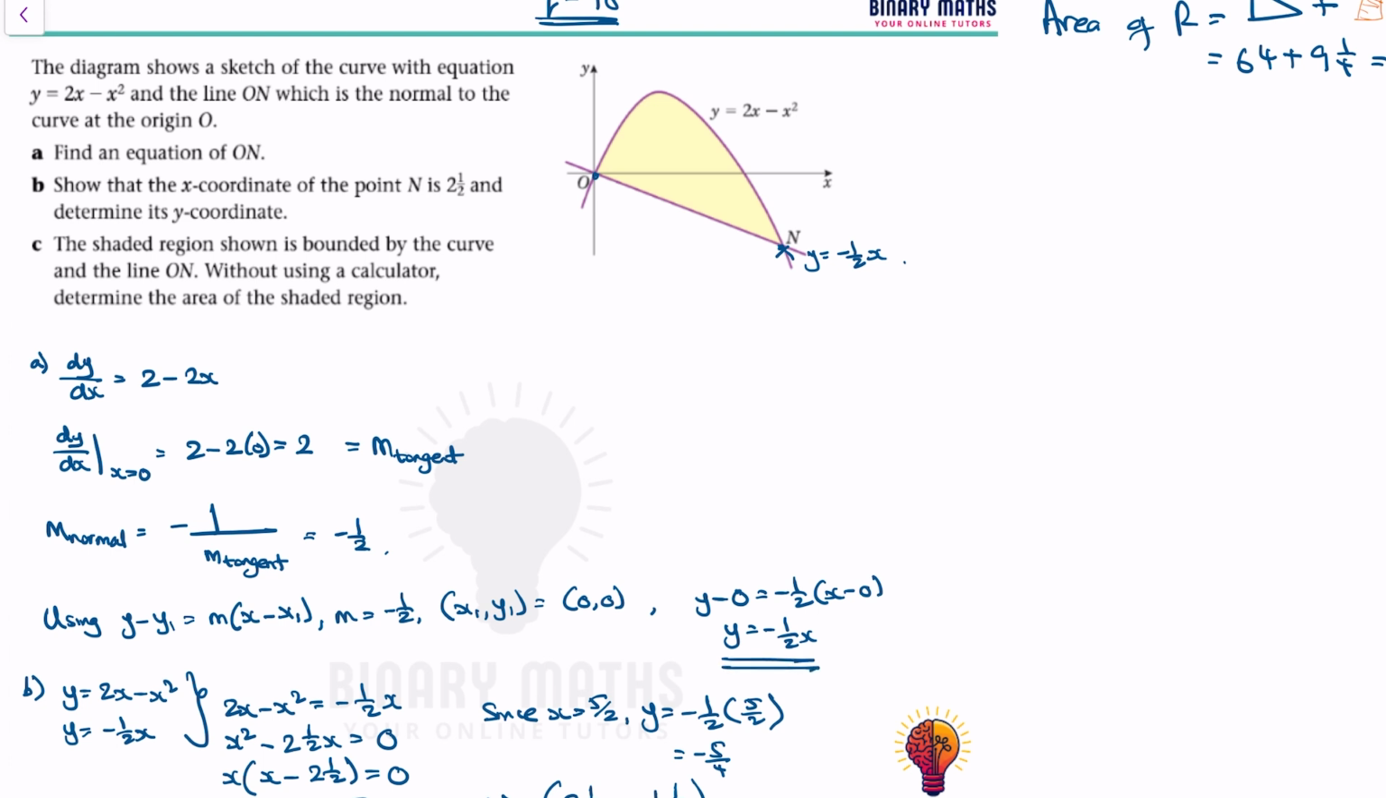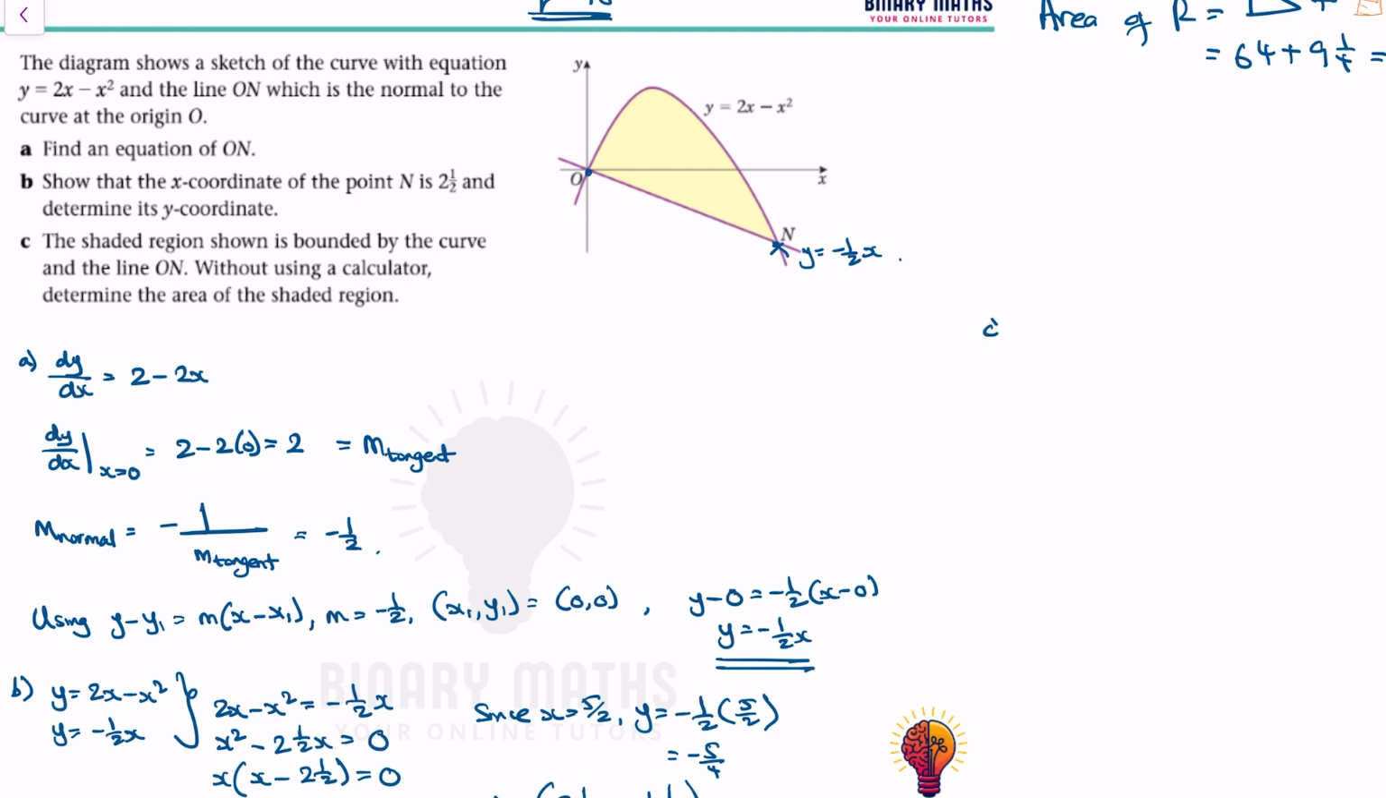So that was the answer for A. This is the answer for B. You see, the shaded region shown is bounded by the curve and the line O to N. Without using a calculator, determine the area of the shaded region. So this is C. Because it's the area of the curve, take away the area under the line.